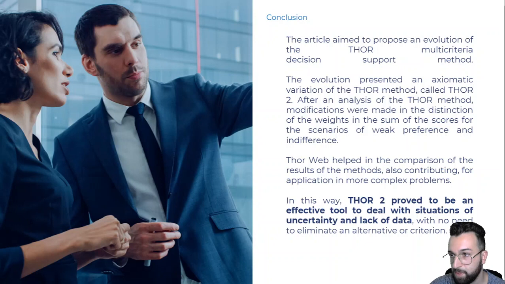As a conclusion, we can see that the article aimed to propose an evolution of the THOR multi-criteria decision support method. The evolution presented an axiomatic variation of the THOR method. After an analysis of the THOR method, modifications were made in the distinctions of the weights in the sum of scores for the scenarios of weak preference and indifference. THOR Web helped in the comparison of the results of the methods, also contributing to the application in more complex problems. In this way, THOR proved to be an effective tool to deal with situations with uncertainty or lack of data, with no need to eliminate an alternative or criterion.